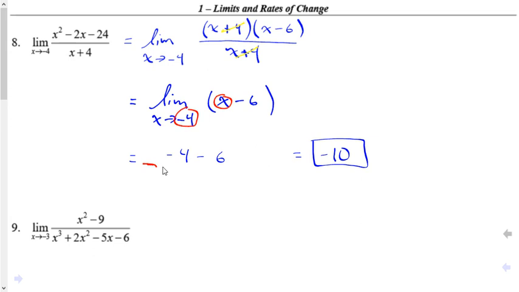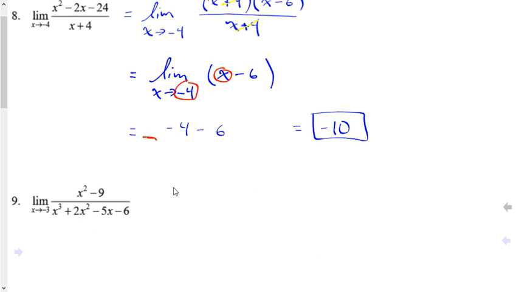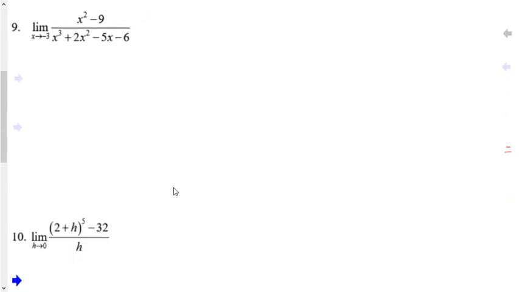Let's go on to question number 9. Again, I'm going to do a test. Can I just plug in the -3? Well, if I was to plug in a -3, I would get 9 minus 9 in the numerator, 0.